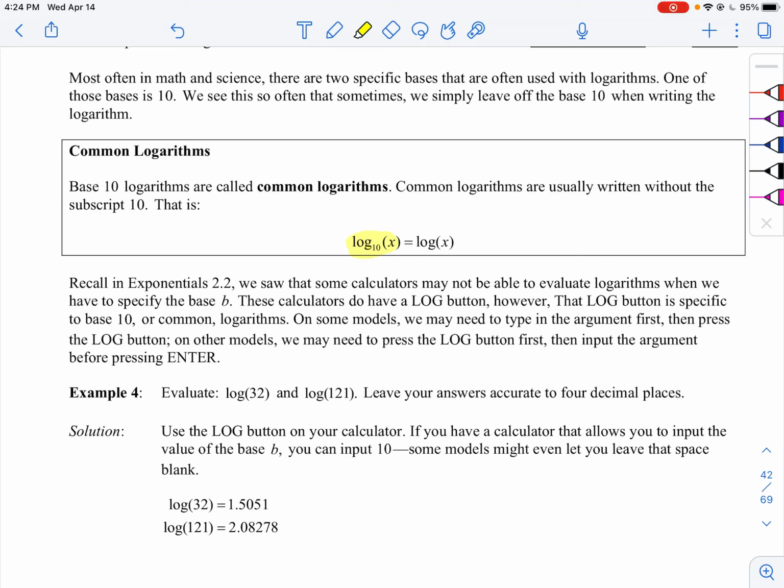Okay, recall in Exponentials 2.2, the previous lesson, that we saw that some calculators may not be able to evaluate logs when we have to specify the base b. These calculators do have a log button, however, but that log button is specific only to base 10, or what we call the common log. On some models, we may need to type in the argument first, then press the log button. On other models, we may need to press the log button first, then input the argument. So we're going to practice how you would put that in the calculator.